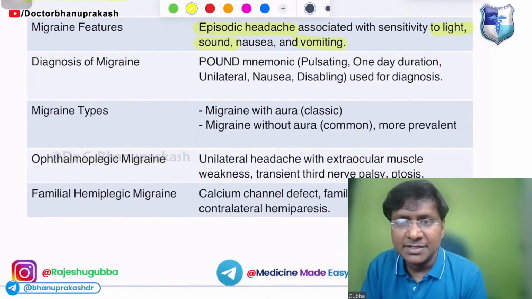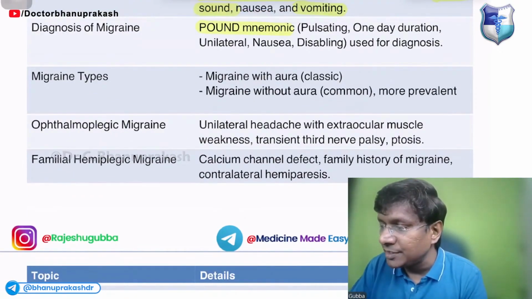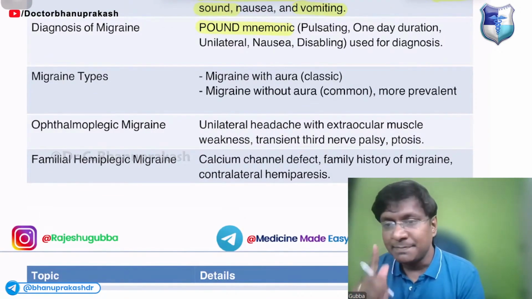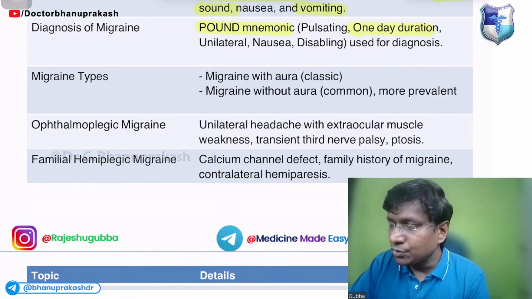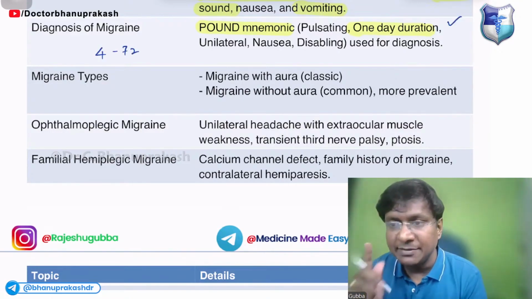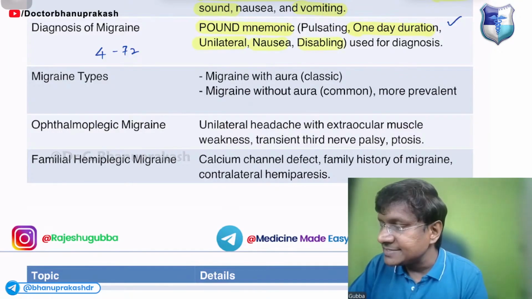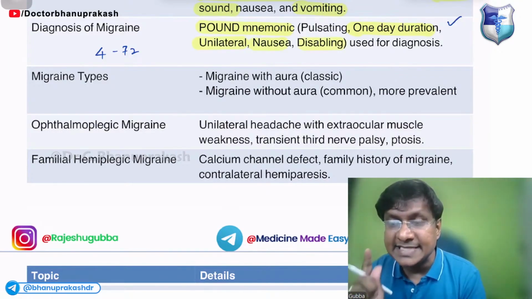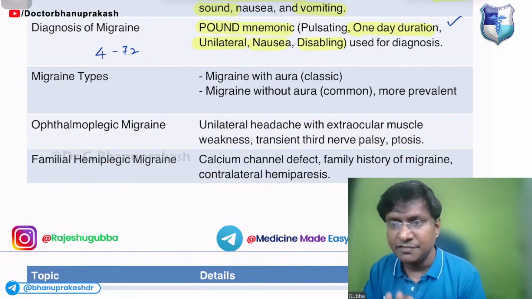And you can just remember the diagnosis of migraine by this mnemonic. And what is that mnemonic? That mnemonic is POUND. P stands for pulsating in nature. And the duration of headache is actually 4 to 72 hours. But on average, it will be 1 day duration. And U stands for unilateral, N is your nausea, and D stands for disabling in character. Those will be the features that you come across in case of migraine.